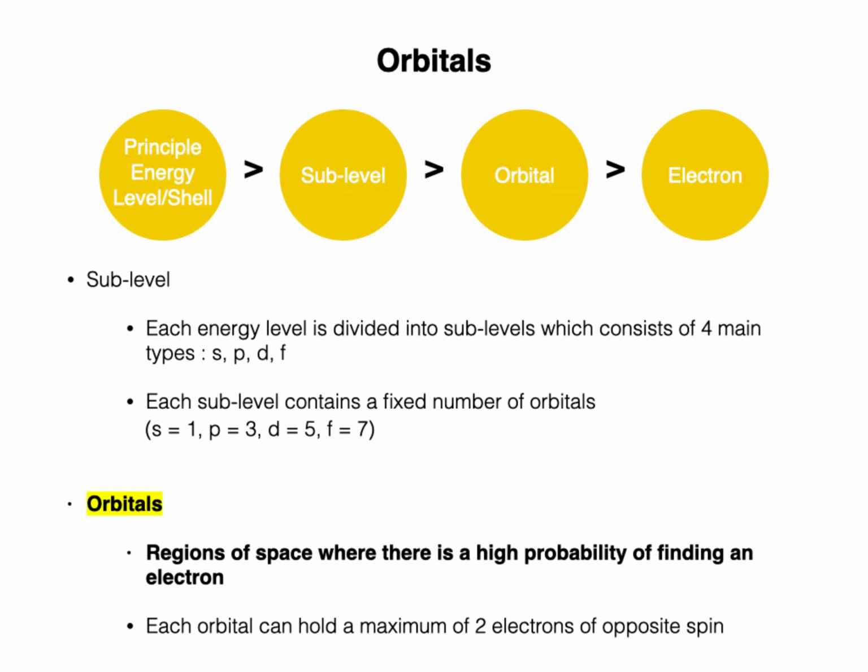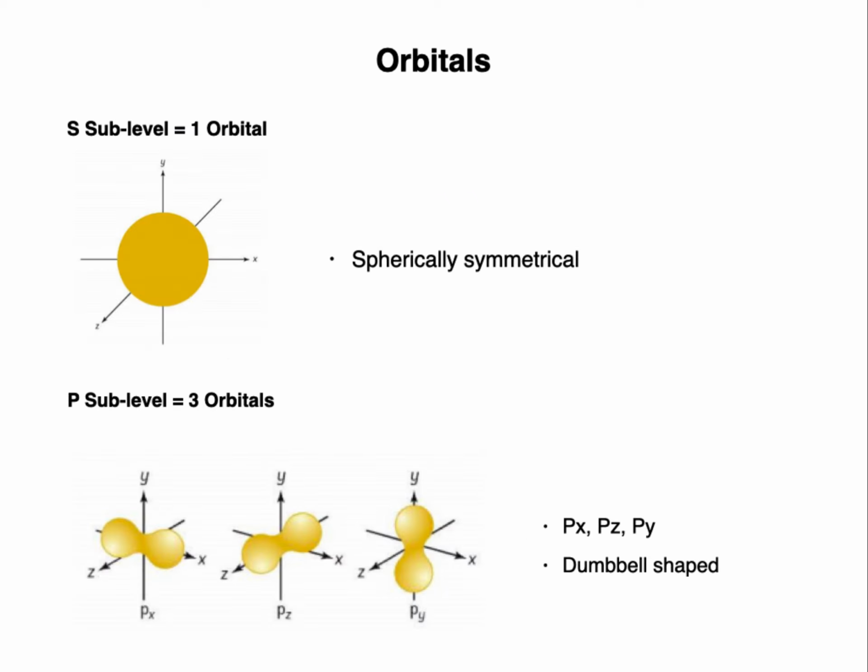As I mentioned in my previous videos, the vocabularies highlighted in yellow are frequently tested by IB. So IB might ask for the definitions of these terms. Keep this in mind. Let's take a look at the shapes of specific orbitals.